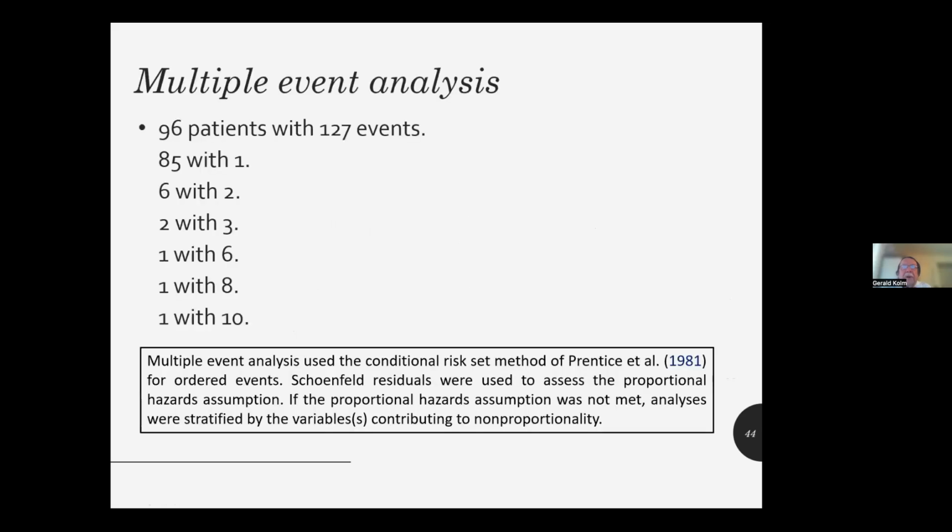So when we put this all together, and then of course we did a multiple event analysis as well as an analysis just of the first event. So we had 96 patients, as I mentioned, with 127 events. 85 had 1 event, 6 had 2, 2 had 3, and then there were 1 each with 6, 8, and 10 events.